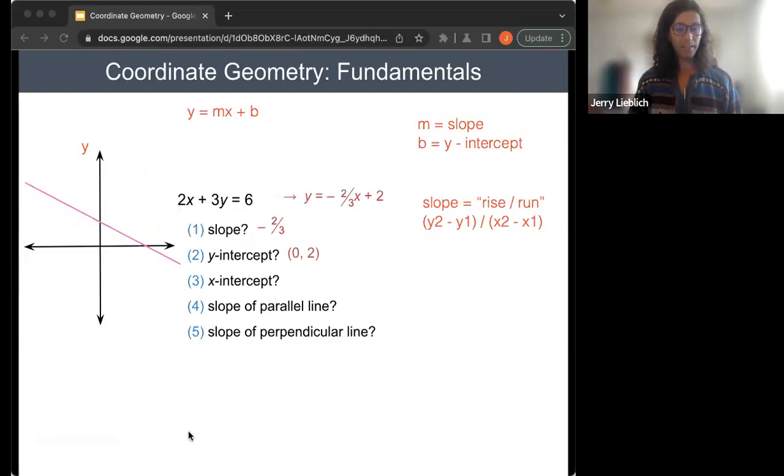Now for the x-intercept, the x-intercept would be right here, where the line crosses the x-axis. And that's going to be where y is equal to 0. So to find the x-intercept, I would set y equal to 0 and say 0 equals negative 2/3 x plus 2. Subtract 2 from both sides. Multiply both sides by 3. Divide both sides by negative 2.